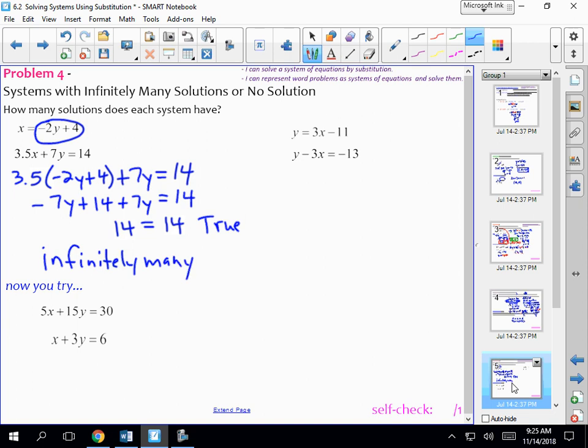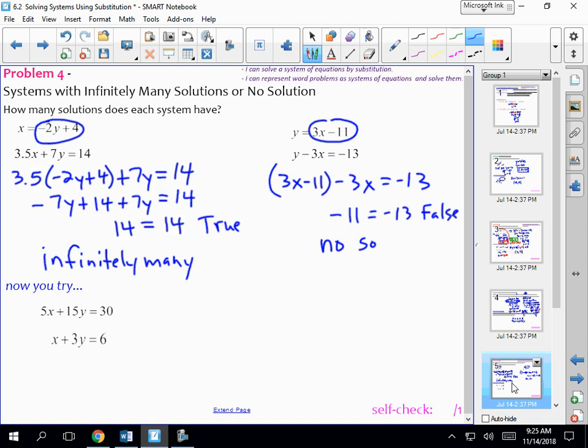And in this one, if I take the 3x minus 11 and plug it in for y, it looks like this. We're going to get our other case. The 3x's cancel out. We get negative 11 equals negative 13, which is false. When you get a false statement, that is your no solution case.